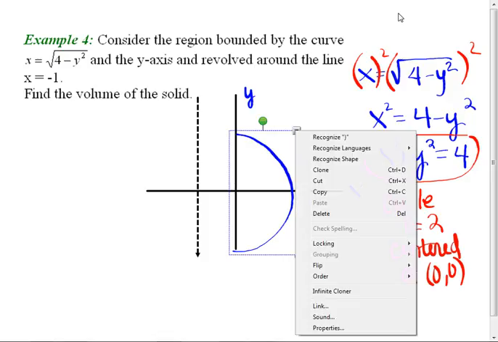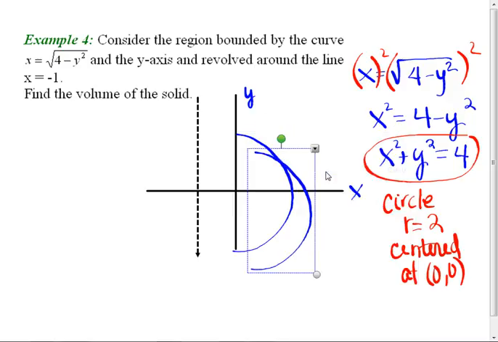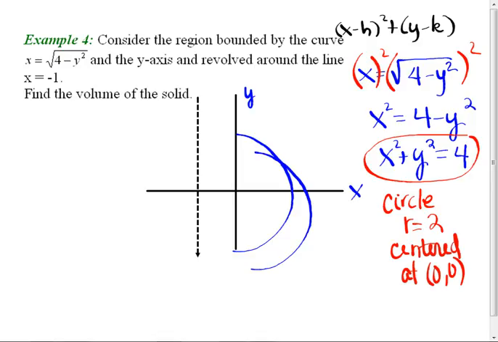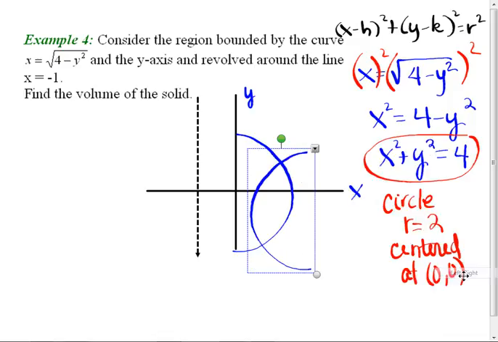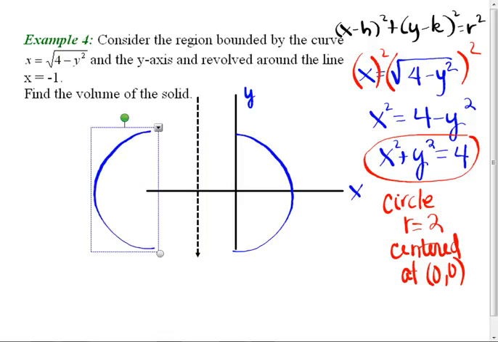So I'm going to clone that. Because the equation for a circle is x minus h squared plus y minus k squared, where the center of the circle is (h, k). So this is x minus 0. And I'm going to flip that and put it over here. Now, you have to be careful where you put it. It's a reflection across x equals -1.